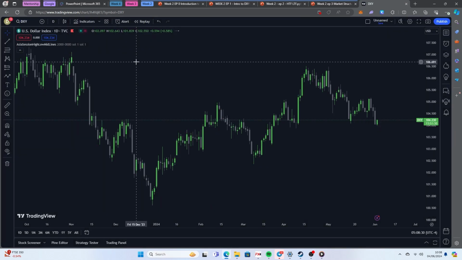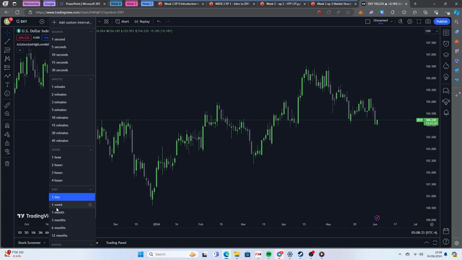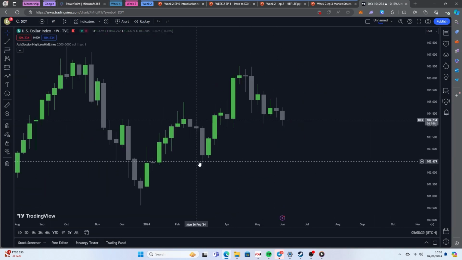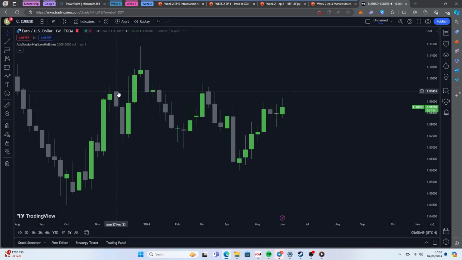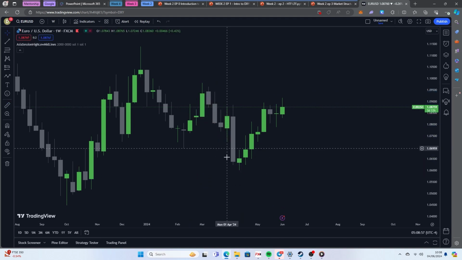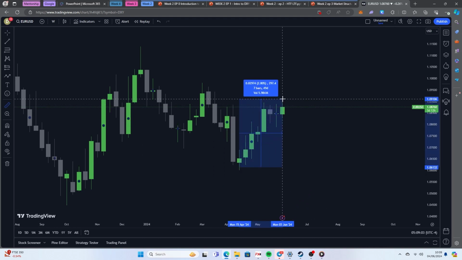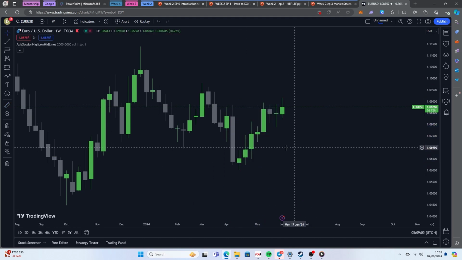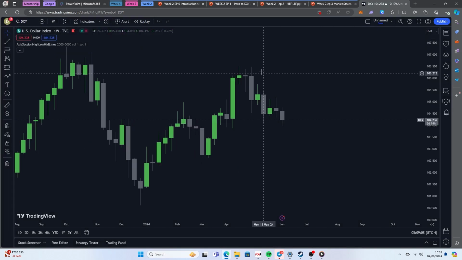Now, let's take a look at the DXY. Let's go into the weekly. From March till the mid of April, there was this bullish move, right? Now we look on EURUSD. March to the mid of April, bearish move. Then what followed after this bearish move? A bullish move. From the 15th of April, we went up to the 3rd of June. Look back at the DXY, we're going down.